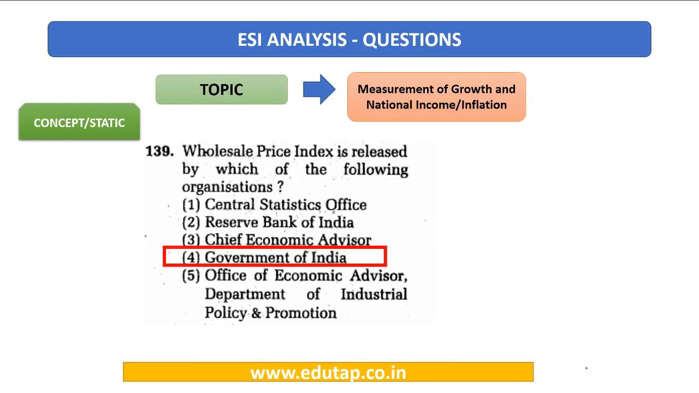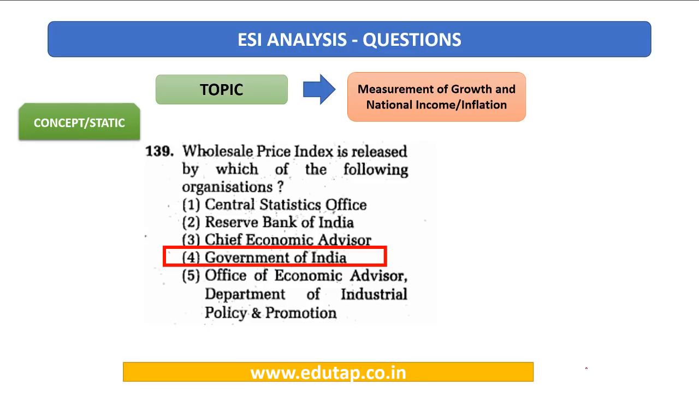Now the next question says, wholesale price index is released by which of the following organizations? Now the answer to this question is, okay, Government of India. I guess the answer is marked wrong. I guess it is the Office of Economic Advisor.